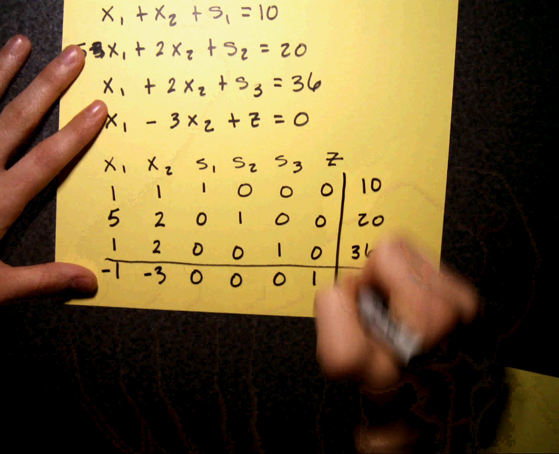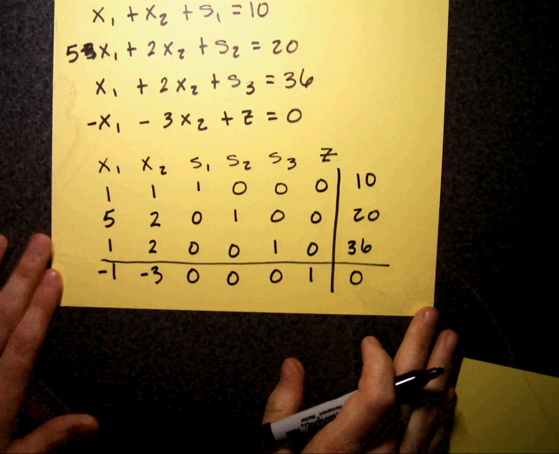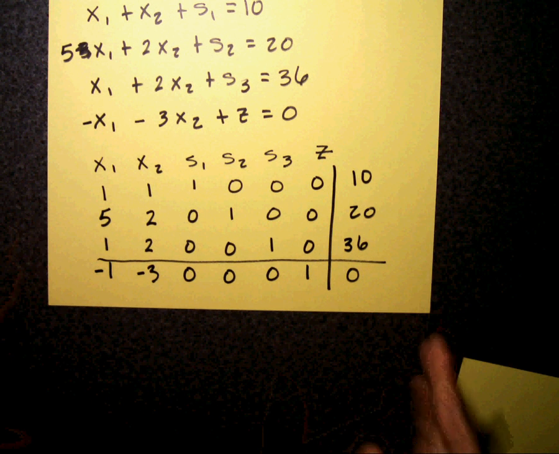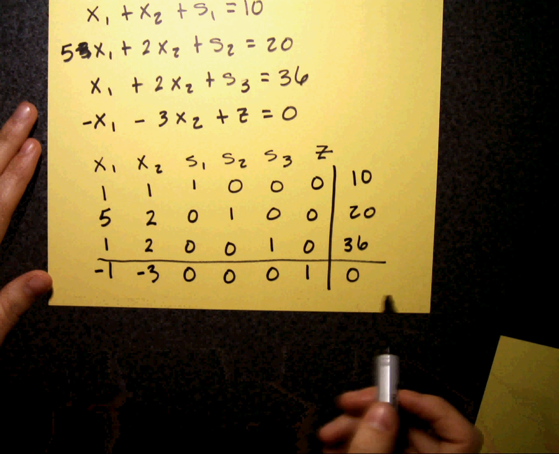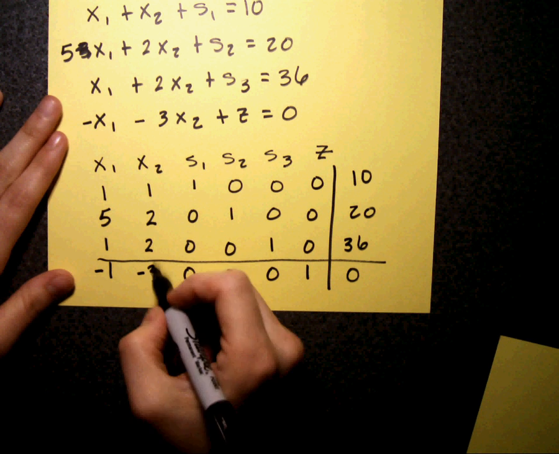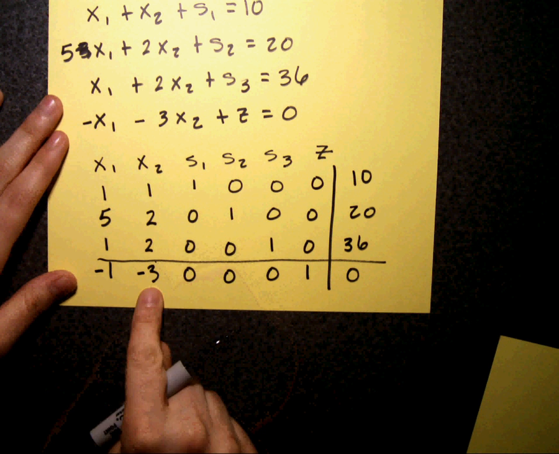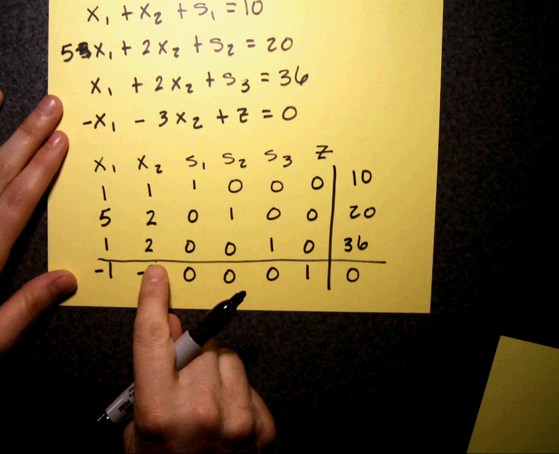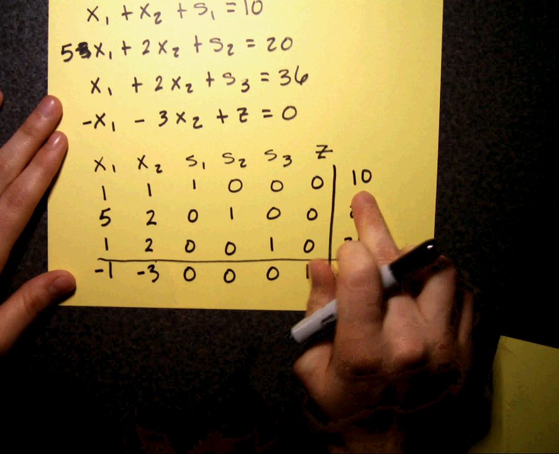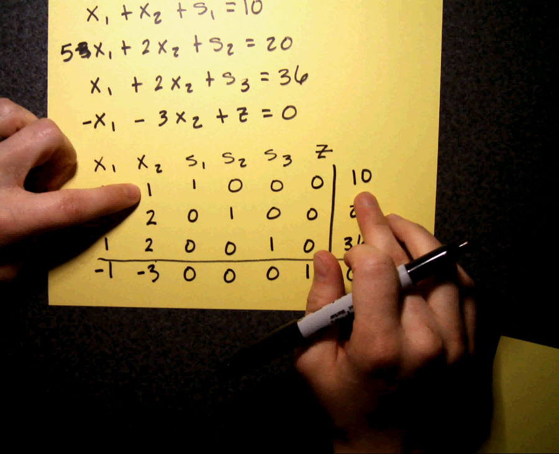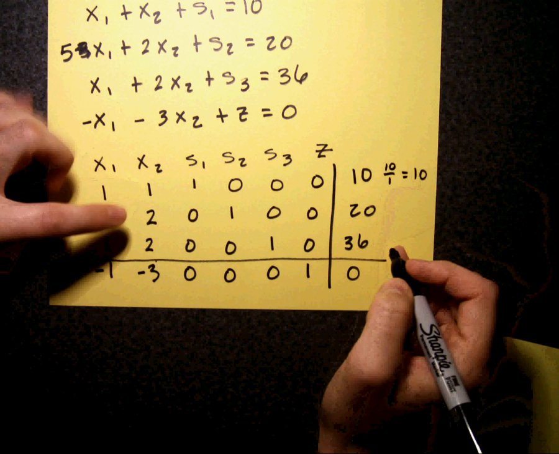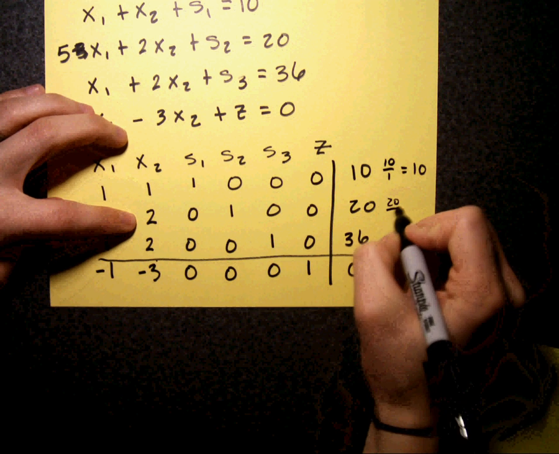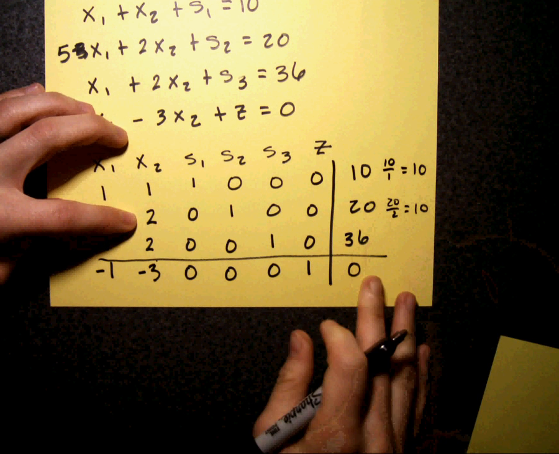All right. So we have our table set up, and now we need to find our pivot. So looking in the bottom row, finding the smallest negative value. So I have negative 3. So I'm looking at this column, and I need to find my pivot point. So I'm going to take each constant and divide it by the value in the row. So 10 over 1 is 10. 20 over 2 is 10.